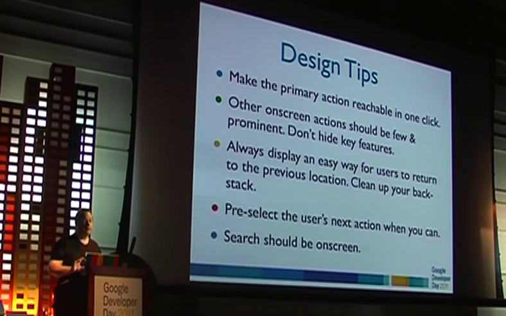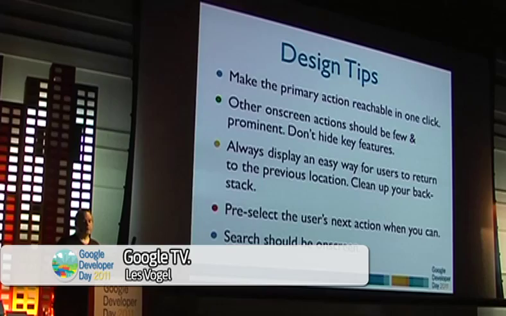So some more design tips. Make the primary action reachable in one click. Other on-screen actions should be few and prominent. Don't hide key features. Always display an easy way for users to return to the previous location and clean up your backstack. Some folks, if the user goes down 25 items, require you going back through all those 25. That's not a good experience for the user. And pre-select the user's next action when you can.